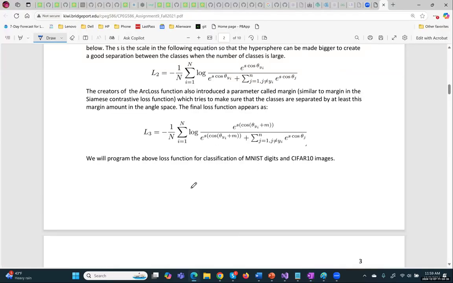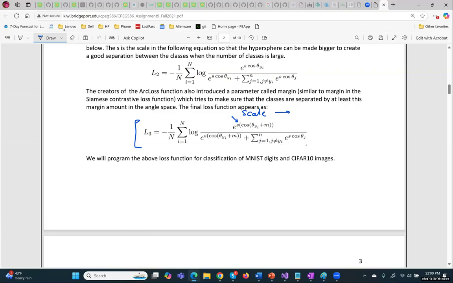okay, the loss function for the arc loss function, let me go over here, is over here. Okay, so this is our loss function, right? So this S over here is our scaling factor. So this makes the hypersphere as big as we want, okay? So if you pick S to be 10, it will be a bigger sphere. S to be 100, it will be an even bigger sphere, right?